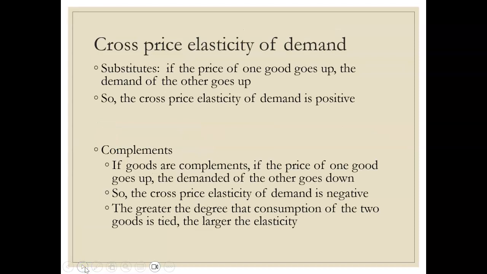So the cross price elasticity for substitutes comes from the fact that if the price of one good goes up, the demand for the other goes up. So the cross price elasticity for substitutes is positive. But for complements, if the price of one good goes up, the demand for the other goes down. So the cross price elasticity of demand is negative. And the greater the degree that consumption for the two goods is tied, the larger the cross price elasticity is for complements.